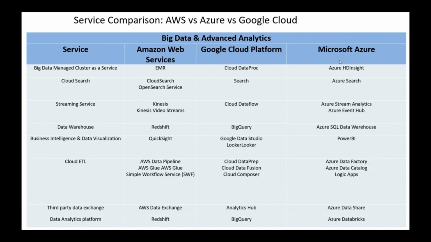And in AWS also you have Step Functions that could be considered if you want to use it for workflow, or you want to have it as part of a Logic App set up as here. And for third-party data exchange, in AWS you could use Data Exchange, in GCP you could use Analytics Hub, and in Azure you could use Data Share.